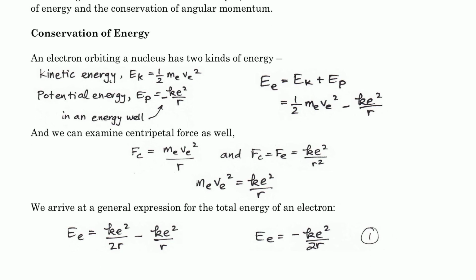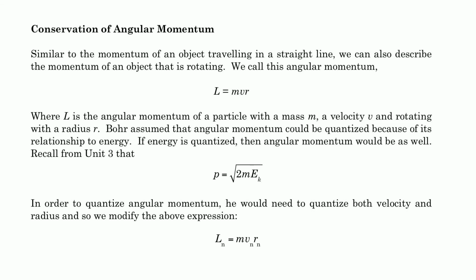Okay. Now let's look at the conservation of angular momentum. So some of this you're going to have to take basically because I say so, and you're going to have to trust me on it. But similar to the momentum of an object traveling in a straight line, we can also describe the momentum of an object as it's rotating, and we call that angular momentum. So L is the symbol that we give to angular momentum, and of course here we'd have the mass m and a velocity v rotating with a radius of r.